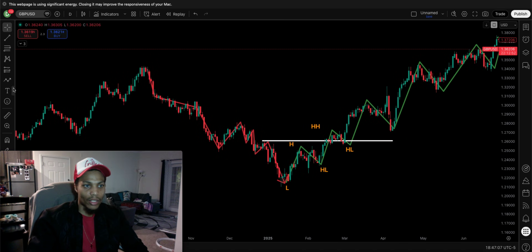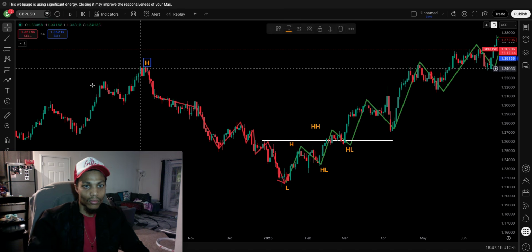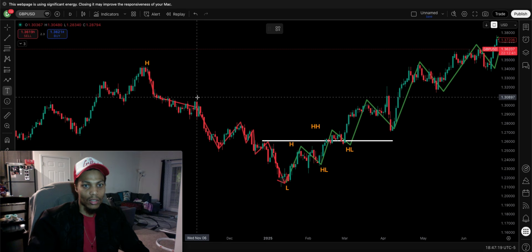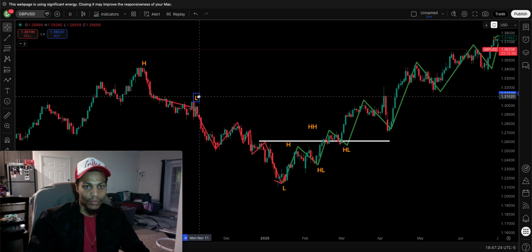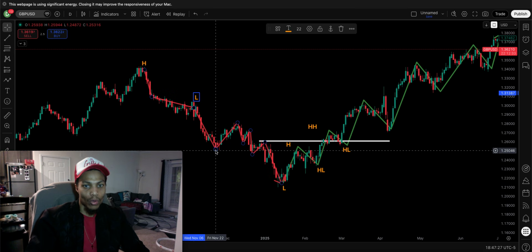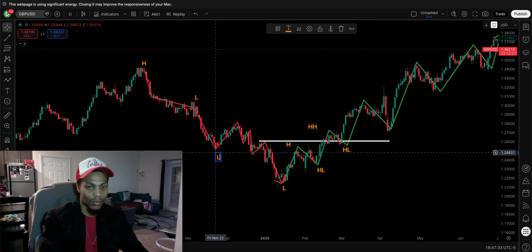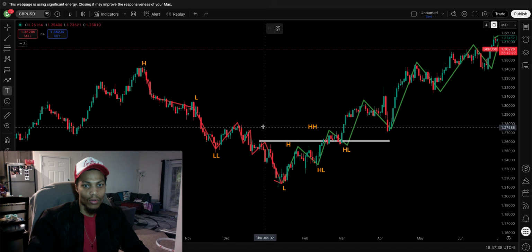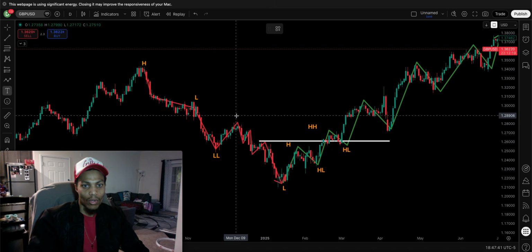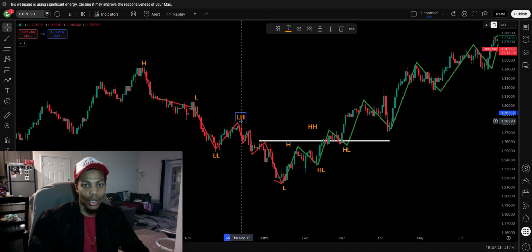So let's mark this right here too. We started off with this high right here, right? And then we start off with this low. And then what did price do? Price went down lower, right? Creating a lower low, while creating a lower high. Because why? Because price is lower than the previous high.